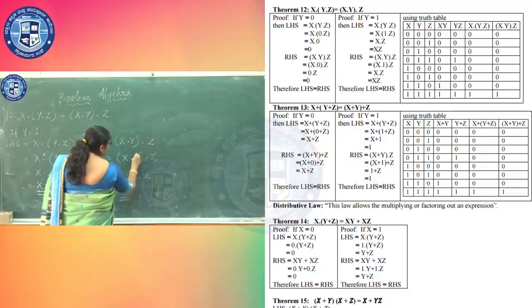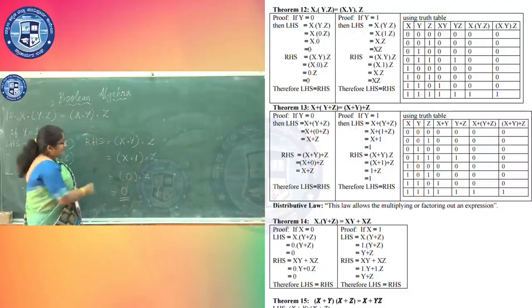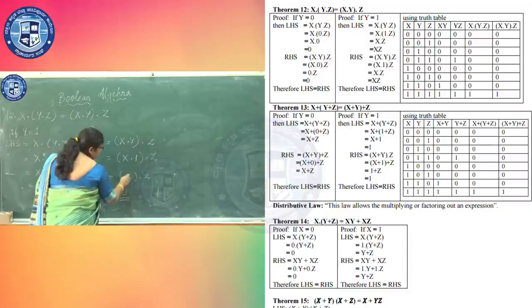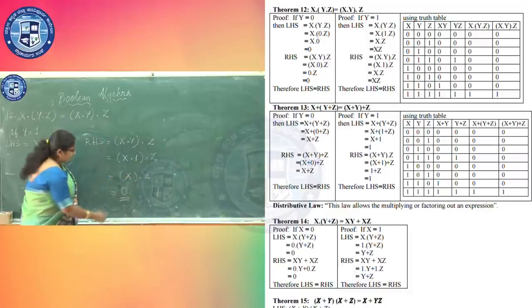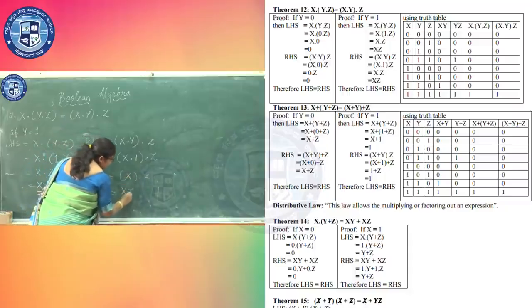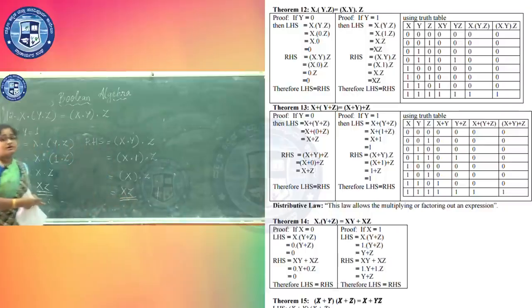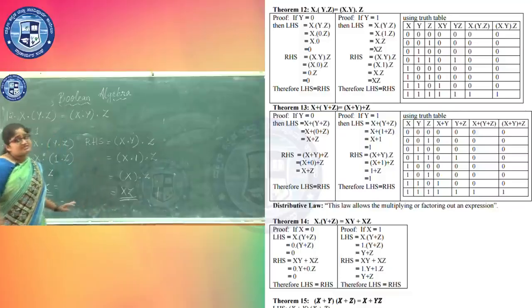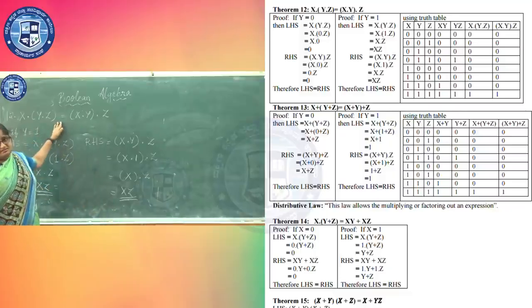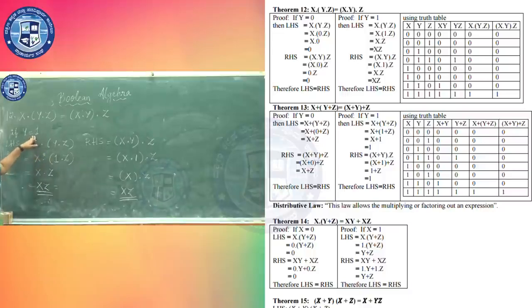Here x and 1, x and 1 is x, again x and z will be xz. So we got the answer of the LHS and the RHS both to be same, and therefore this theorem is proved. We have substituted the value 0 once, then we substituted the value 1 also, and in both the cases we got the LHS and the RHS value to be same.